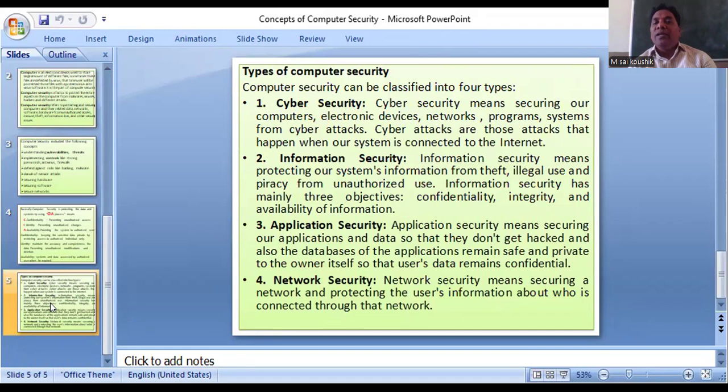And the last one is types of computer security. This may get you 5 marks. It is a short type question, and there may be a chance of it in this semester question paper.